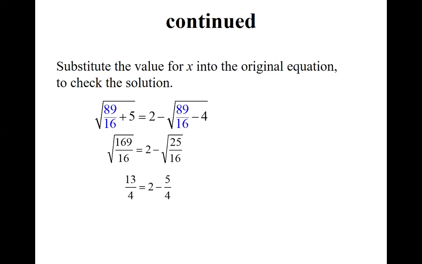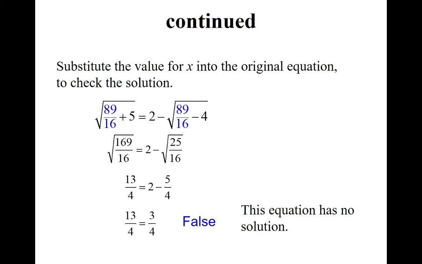On the right side, 4 is 64/16. 89 minus 64 is 25/16. Radical 25/16 is 5/4. We have 2 minus 5/4. 2 is 8/4. 8/4 minus 5/4 is 3/4. 13/4 does not equal 3/4. That is false. We did all of that work for our only answer to not check. So there's no solution.